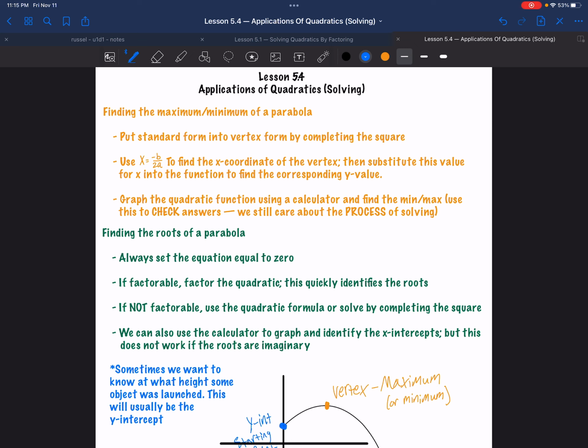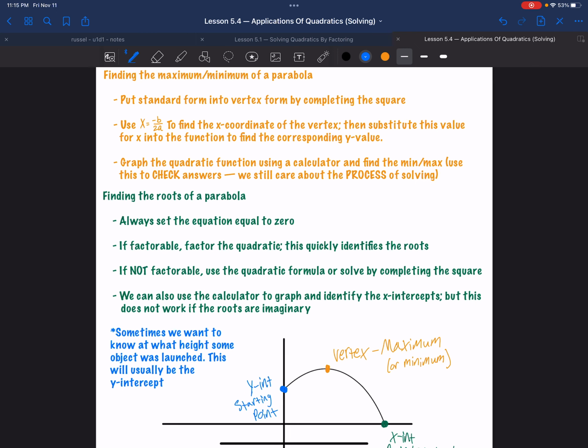So, lesson 5.4. Now, what I'm doing in this lesson, we're going to talk about applications of quadratics. And in this case, we're going to be solving, because we've kind of done application of quadratics, just that was in Unit 4 when we were writing. Now we're solving these things. So it's going to be looking a little bit different.